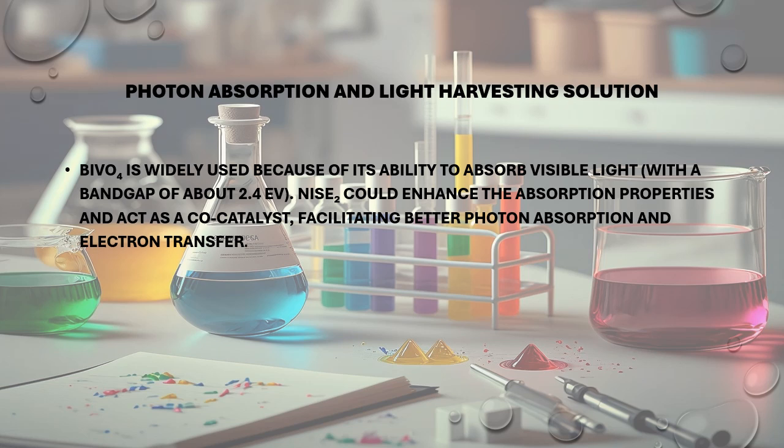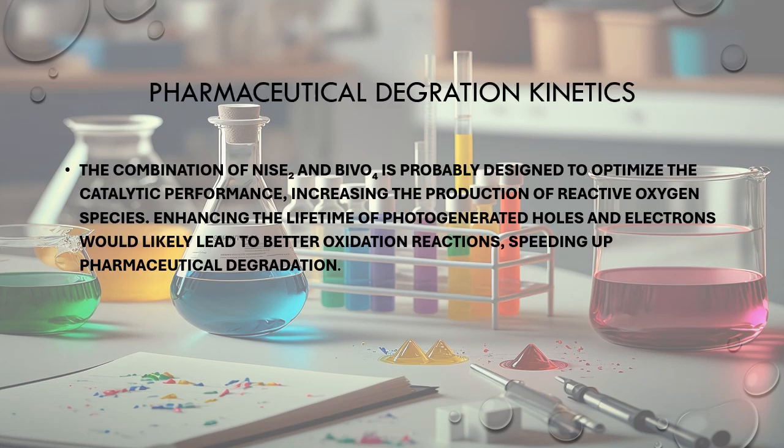Bismuth vanadate's capacity to absorb visible light makes it an extensively utilized material. Better photon absorption and electron transfer may be possible with nickel diselenide acting as a core catalyst and improving absorption. It is most likely the intention of the combination of nickel diselenide and bismuth vanadate to maximize catalytic performance by elevating the generation of reactive oxygen species.